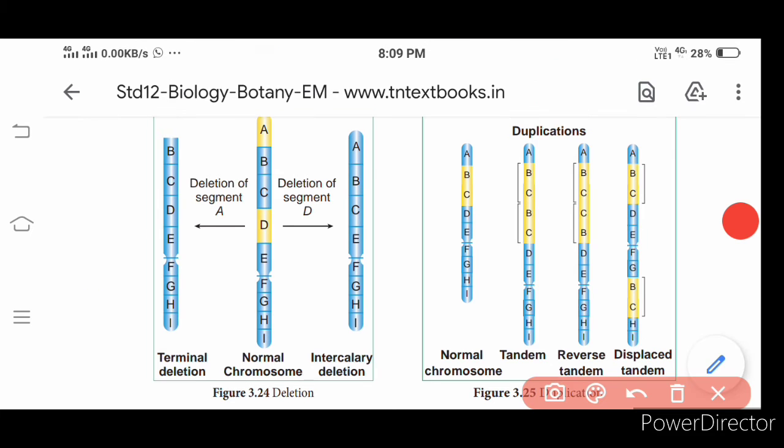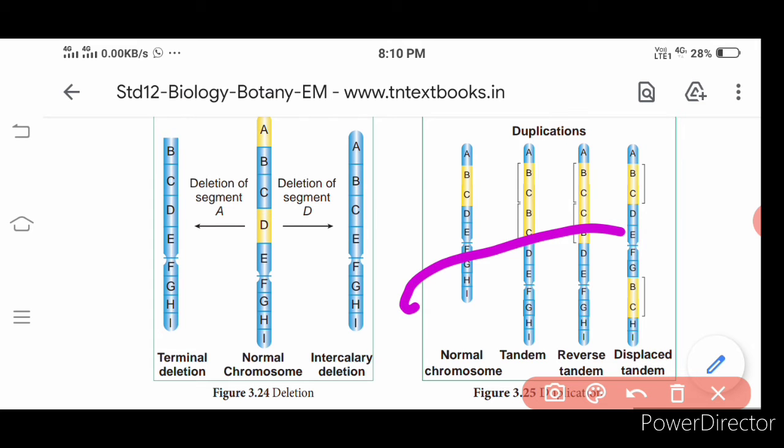Follow? So here the tip is not there. Okay, this is the normal chromosome. This is what is a normal chromosome. In this condition, the tip is not seen. So it is terminal deletion. Here, in between, one segment is missing. So it is called intercalary deletion.